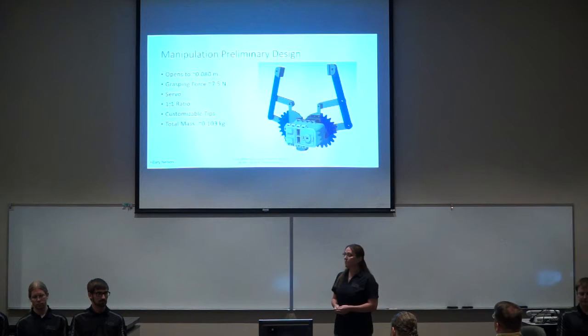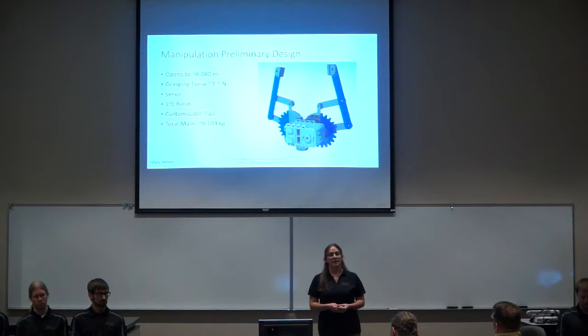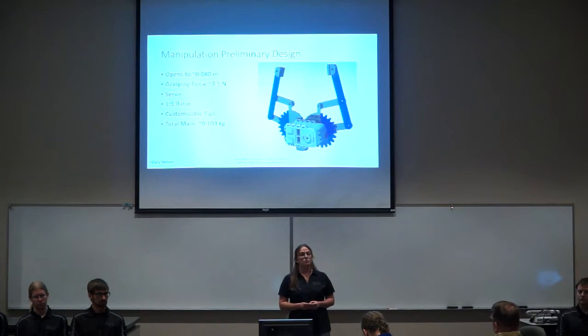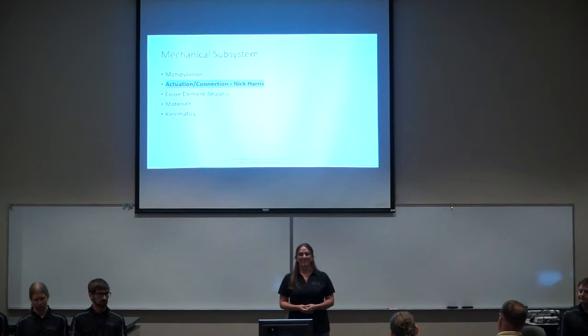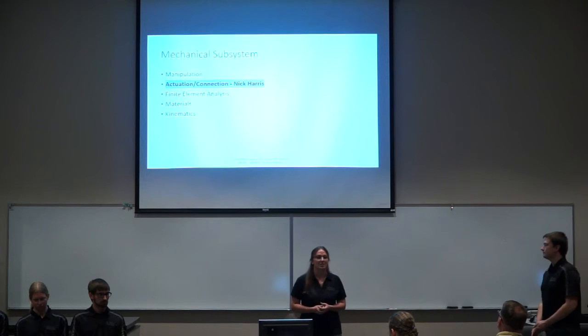So just as a recap, we are opening to approximately 8 centimeters. The grasping force is approximately 7.5 newtons. We're going to be utilizing a servo with a direct ratio of 1-to-1 to the gear. It has customizable tips. The reason for this is our tertiary objective is to draw in the 2017 RoboGames, and we would like the tips to be able to grasp onto a permanent marker. Also, our total mass right now is approximately 0.103 kilograms. And now Nick Harris will discuss the actuation and connection subsystems.